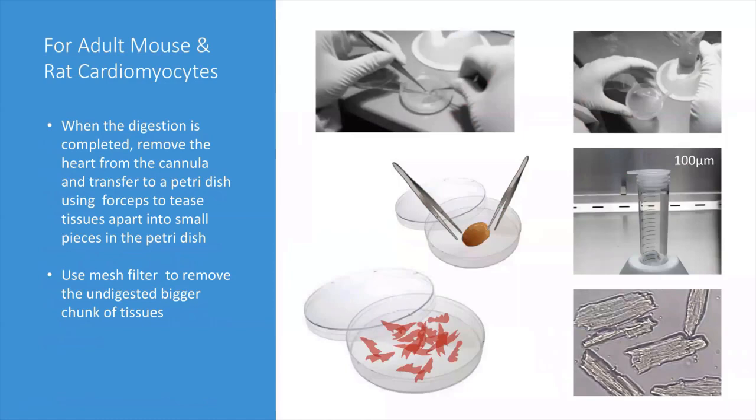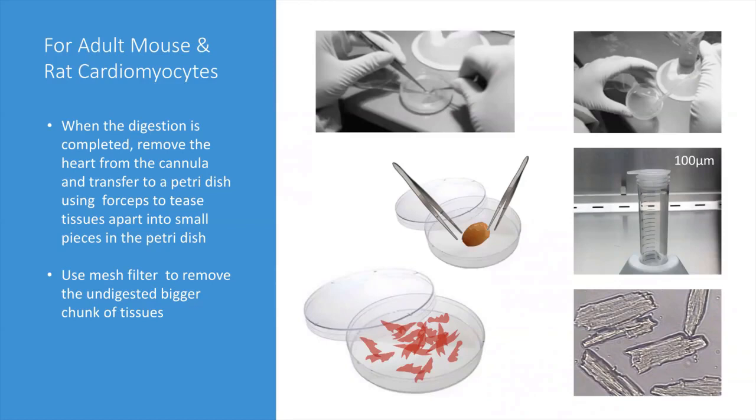Following the protocol provided, when the heart becomes very soft to touch, the digestion is completed. Remove the heart from the cannula and immediately put it into the buffer, and the heart should be very easy to tear apart into small pieces. You can use a plastic pipette, pipetting up and down gently, to release the cardiomyocytes from the digested heart tissues.